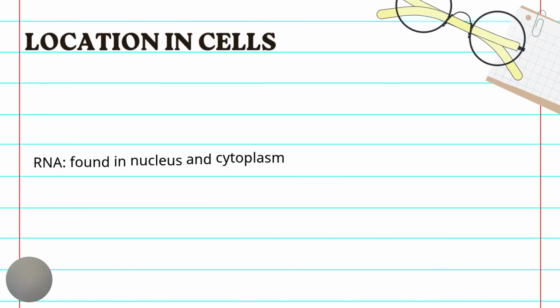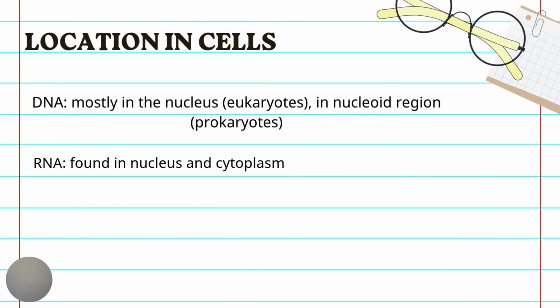And so we're going to look at the location of RNA and DNA in cells. DNA is mostly found in the nucleus in eukaryotes, and in the nucleoid region for prokaryotes. And RNA is found in both the nucleus and the cytoplasm.